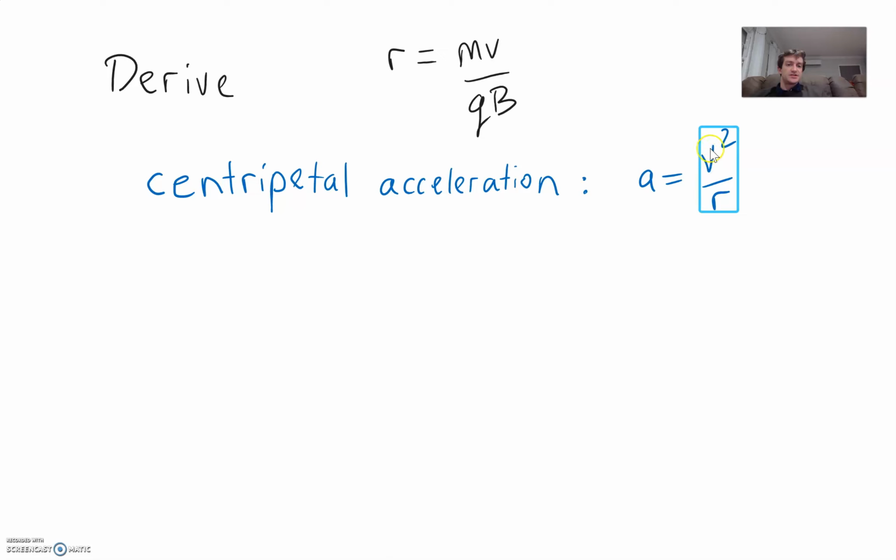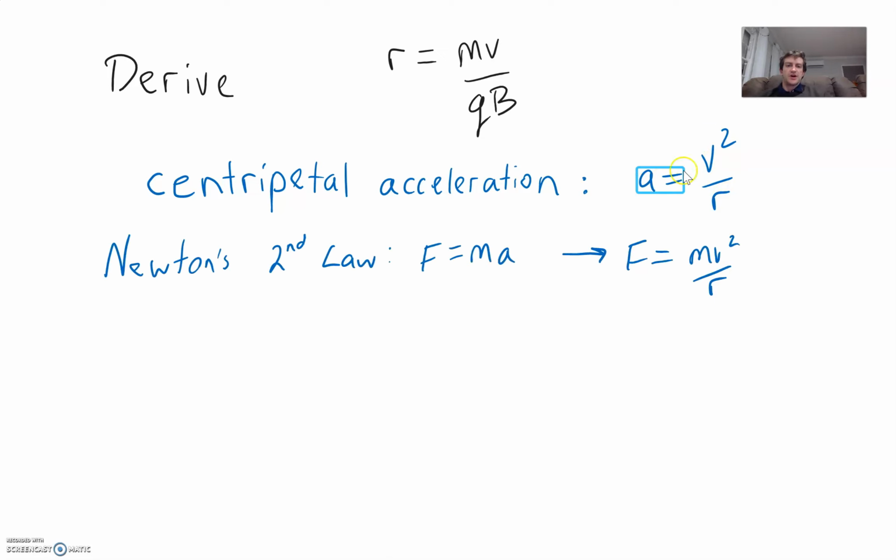The acceleration is the speed squared divided by the radius. Now, if we combine this equation with Newton's second law, that force equals mass times acceleration, and we substitute this acceleration into this a here, we get the force is equal to the mass times the speed squared divided by the radius. Now, this relationship here is true for any circular path.